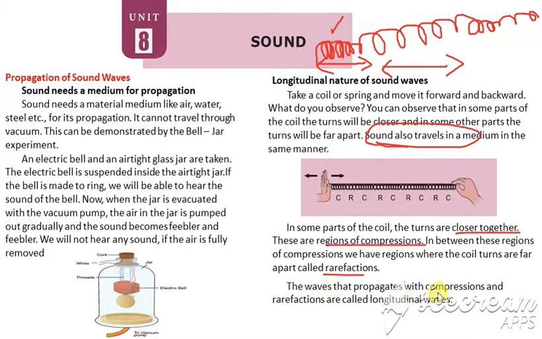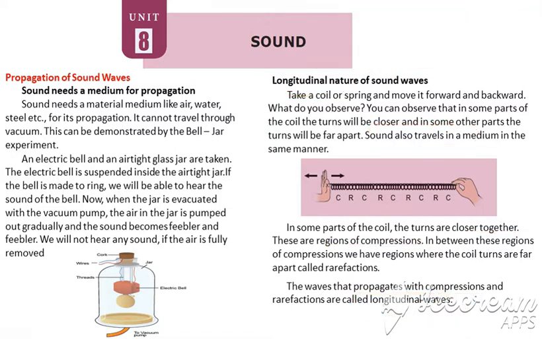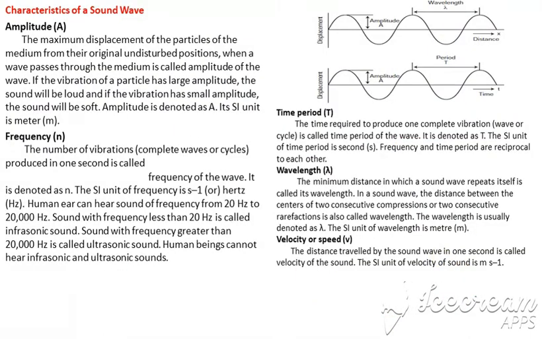The waves that propagate with compressions and rarefactions are called longitudinal waves. So if there are compressions and rarefactions like this, it is called a longitudinal wave. Longitudinal waves consist of compressions and rarefactions. Yes, clear? Then next we are going to see the characteristics of sound waves.